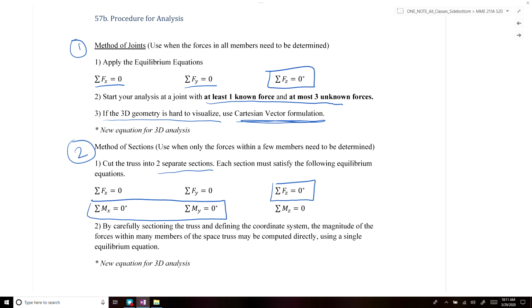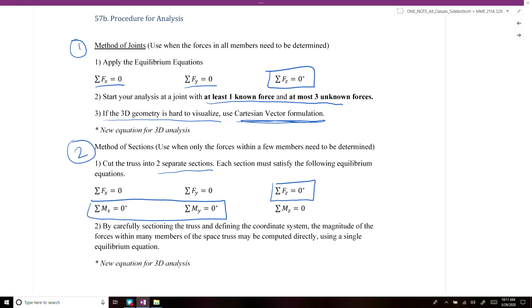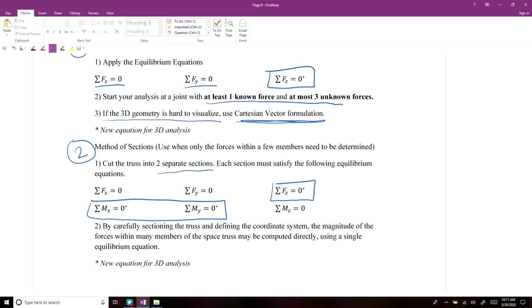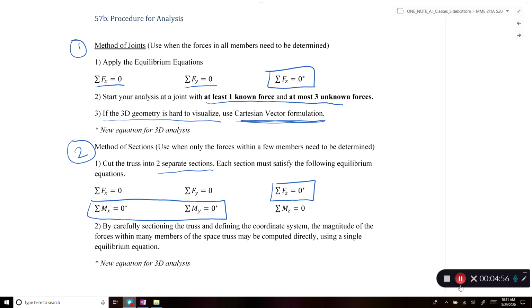So very similar to the 2D method. You just have more equations to solve for. Alright, and that concludes this video on space trusses.